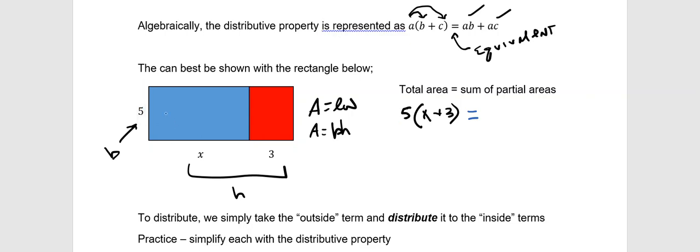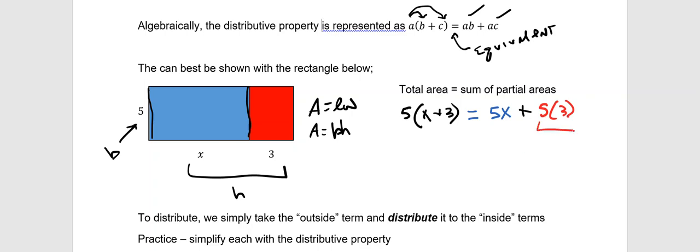Now, if I want to see it pulled apart, then I can say it's equal to the area of the blue, which is a base times height, 5 times x, plus the area of the red. Now, don't forget, the height is going to be the same of the entire rectangle, which means it's the height of the blue. It's also the height of the red. So the area of the red can be represented as 5 times 3.